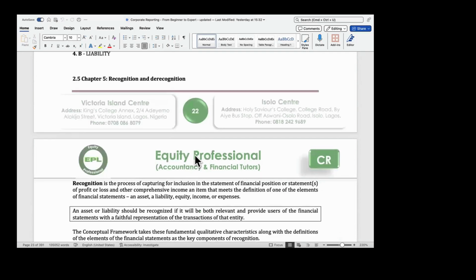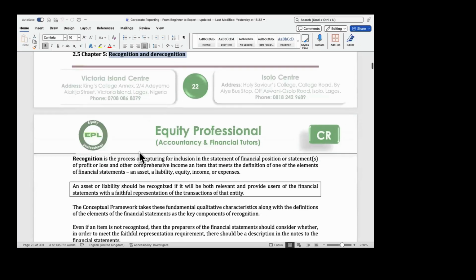Okay. So chapter 5 talks about recognition and derecognition. So recognition is the process of capturing for inclusion in the statement of financial position or in the statement of profit or loss and other comprehensive income, an item that meets the definition of one of the elements of financial statements: assets, liabilities, equity, income, expense. So recognition is just the appropriate way of saying recording. So it's the process of including in the statements an item that meets the definition of the elements.